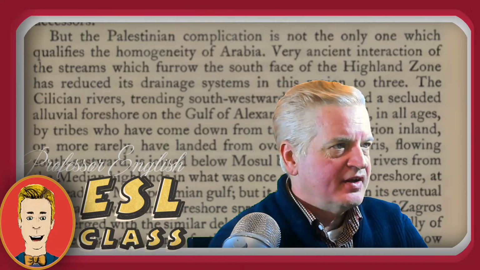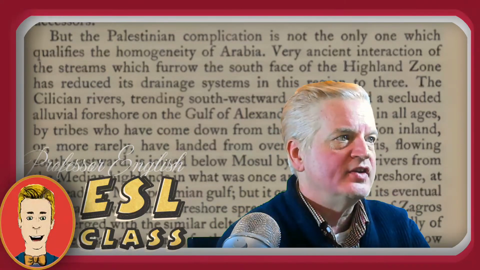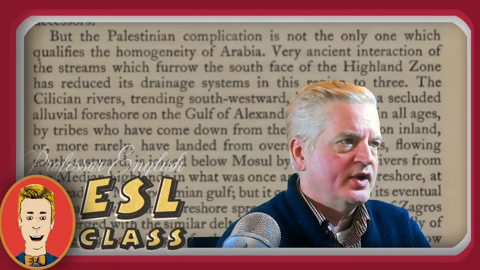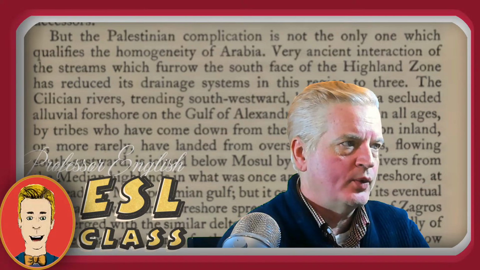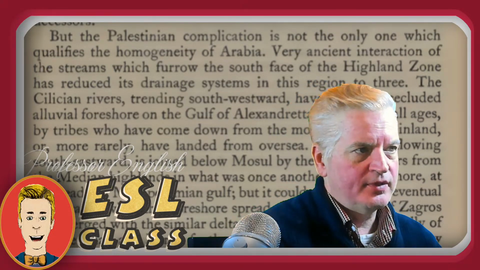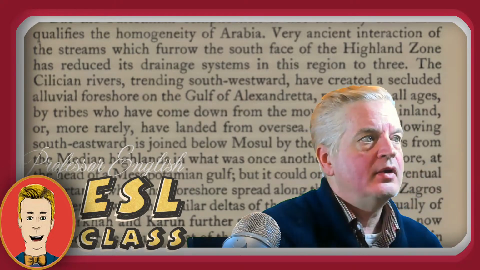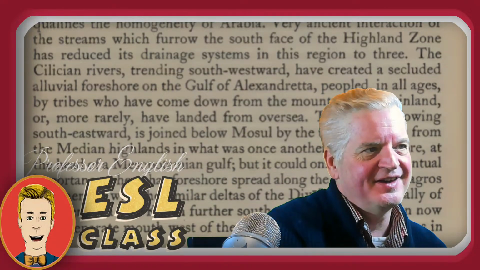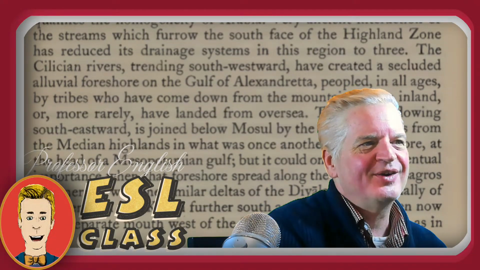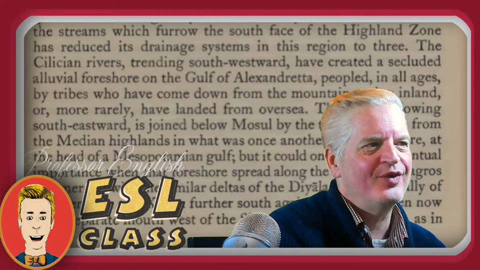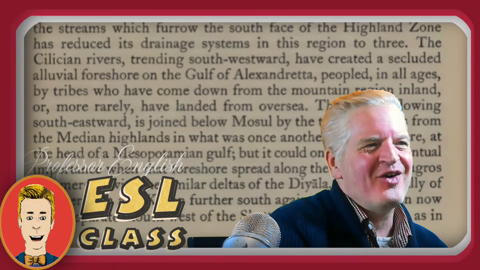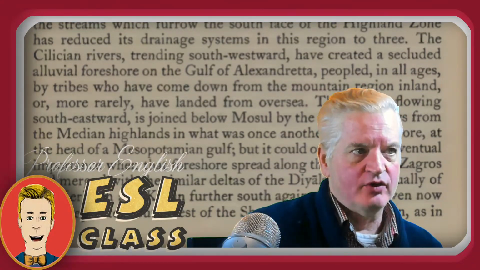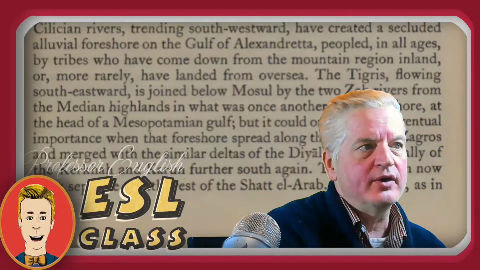But the Palestinian complication is not the only one which qualifies the homogeneity of Arabia. Very ancient interaction of the streams which furrow the south face of the highland zone has reduced its drainage systems in this region to three. The Cilician rivers, I hope I'm saying that right, I have no idea, trending southwestward, have created a secluded alluvial foreshore of the Gulf of Alexandretta, peopled in all ages by tribes who have come down from the mountain region inland, or more rarely have landed from oversea.